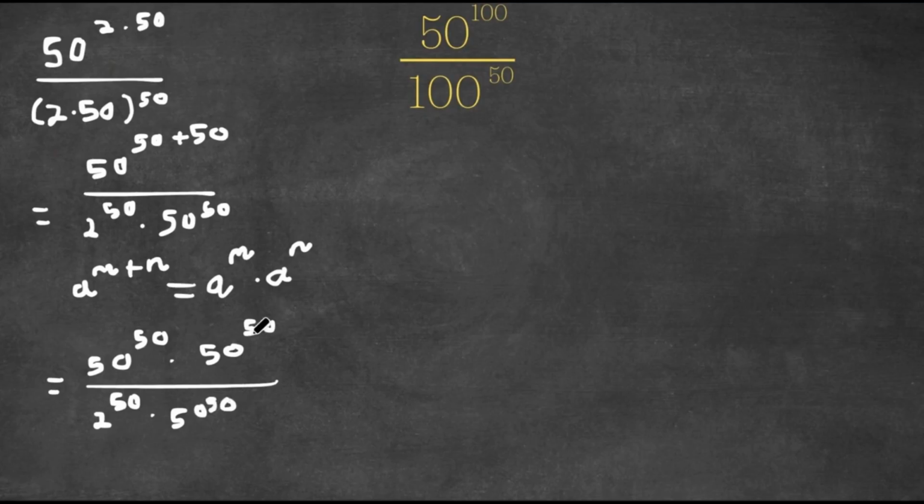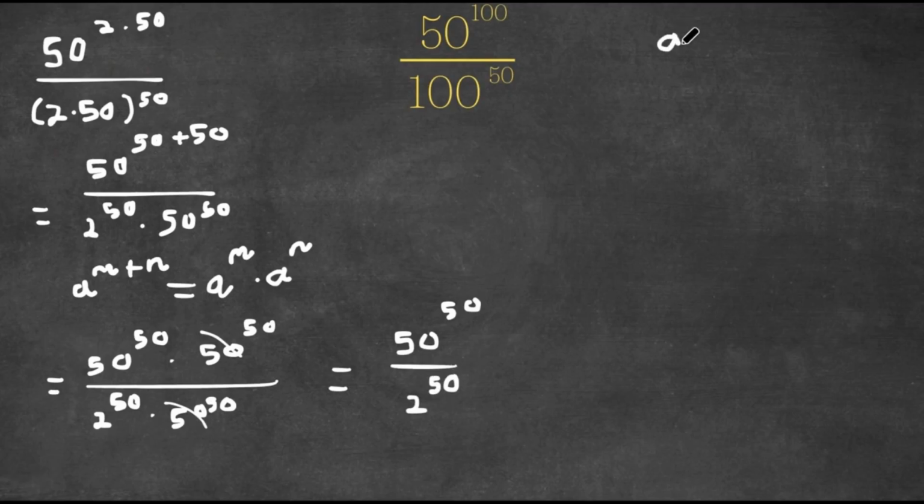And as you can see, we have 50 to the power of 50 in the numerator and the denominator, so these two would cancel out. And this would equal 50 to the power of 50 over 2 to the power of 50.